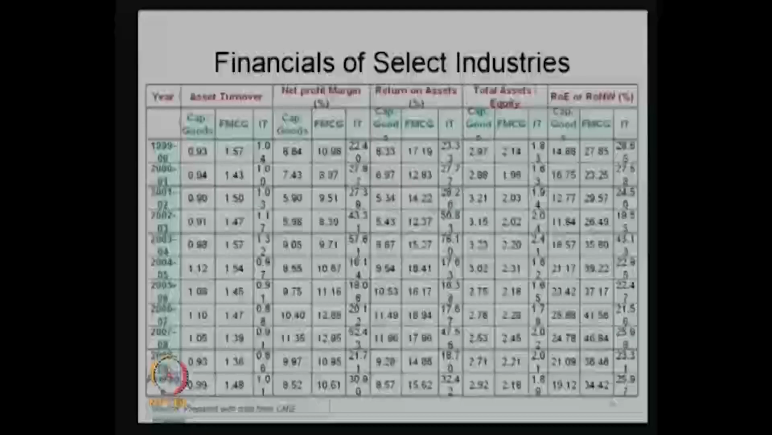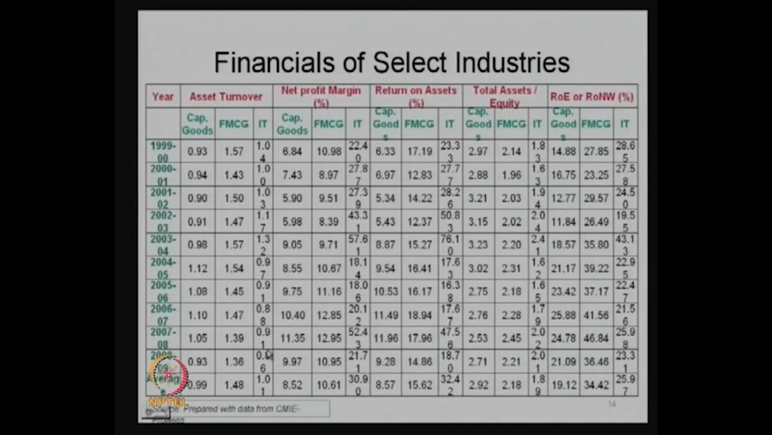Then if you look at this slide, we have different figures. We have taken three different indices, like capital goods, FMCG and IT. We find different ranges of asset turnover, which average 0.99, 1.48 over a period of time. This particular figure is the average of different companies in that particular sector, and the ratio has been taken, and then the grand average has been found for the different time periods concerned.